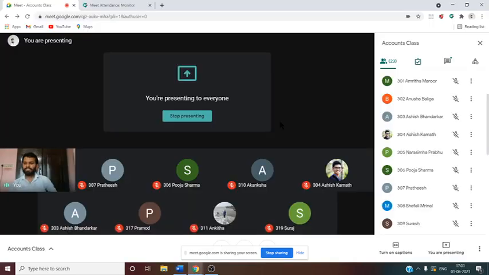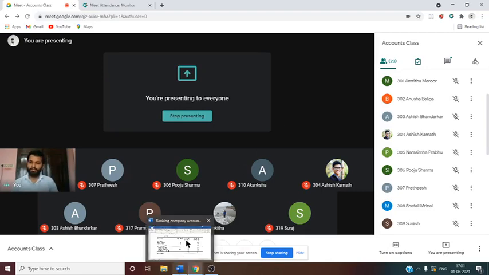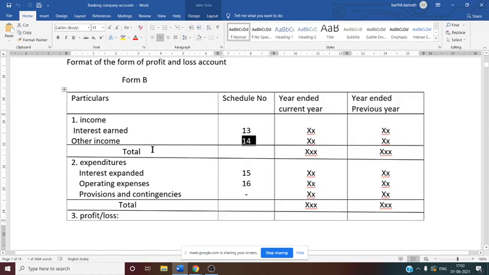Suppose profit is 25,000 and if there is any loss given in the trial balance, let us say 10,000, such a loss you have to deduct from the profit. Then the remaining amount you write here. Then profit on sale of land and building also you can write. Less, if there is any loss on sale of land and building, you have to deduct it from the profit. Profit on exchange transaction can also be written.